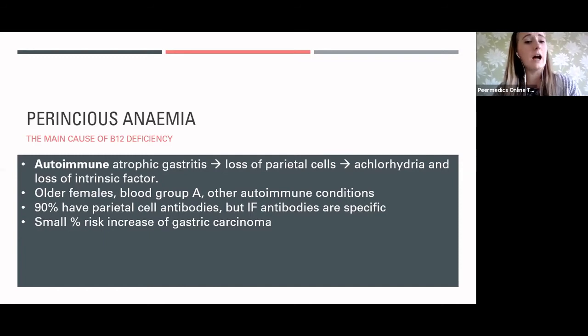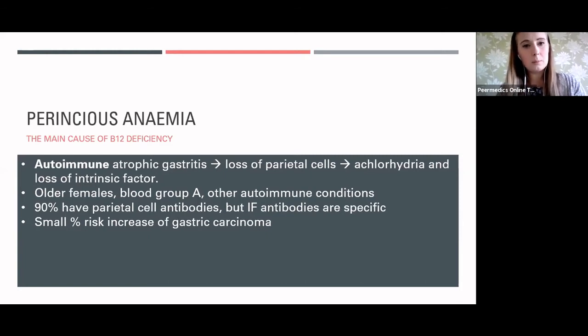And most patients tend to have parietal cell antibodies. These aren't specific to pernicious anemia. I think about 10% of people have them anyway. But in about 50% of pernicious anemia cases, patients will have intrinsic factor antibodies, and they are specific for the condition. So generally, you treat it exactly the same as you would for B12 deficiency caused by dietary losses or ileal resection or whatever.